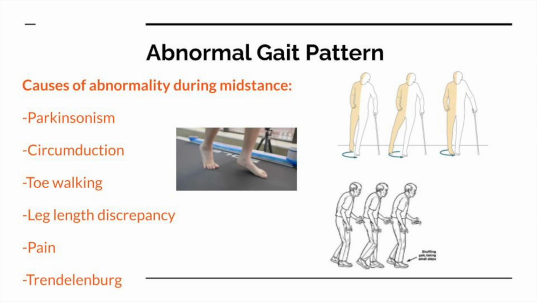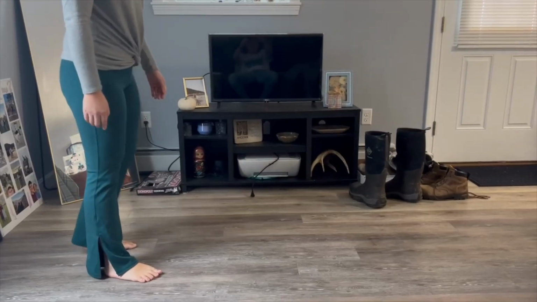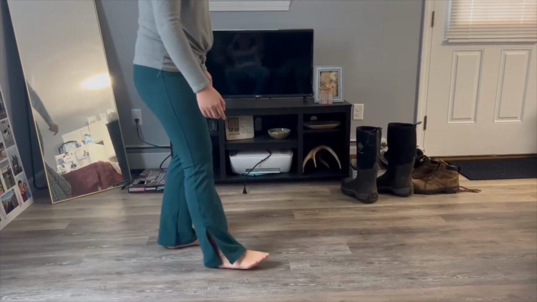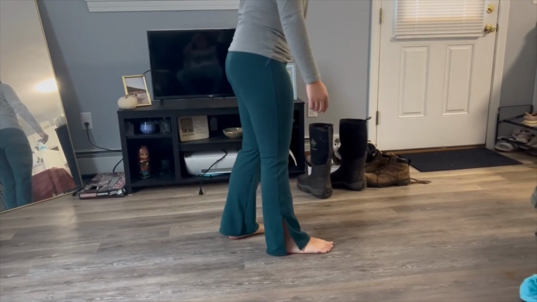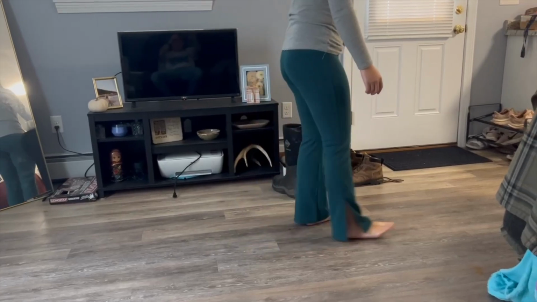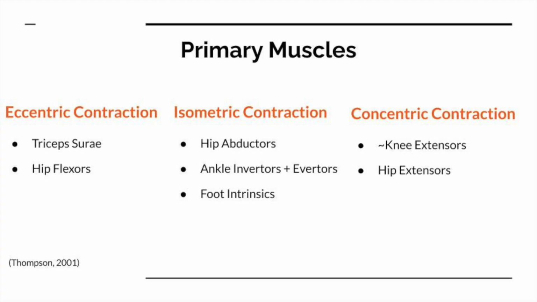For individuals that have Trendelenburg, they can't balance because the body does not weight shift to the stance leg. This diminishes the stabilization that's supposed to occur during the mid-stance phase. Next is the primary muscles involved with gait during mid-stance.